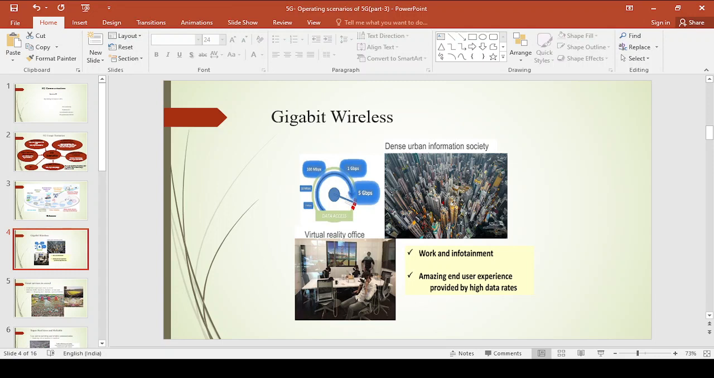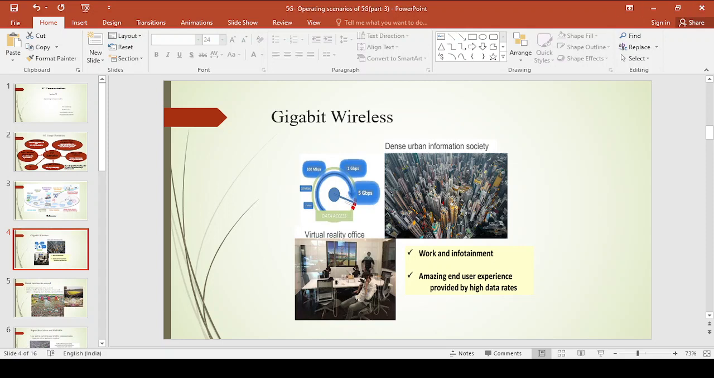These are the features of gigabit wireless. That means gigabit wireless is used where we require a high data rate, like the dense urban information society. At this place, the gigabit wireless usage scenario provides an amazing end user experience with a high data rate, and through it we can imagine a virtual reality office, like this. Now this is about gigabit wireless.